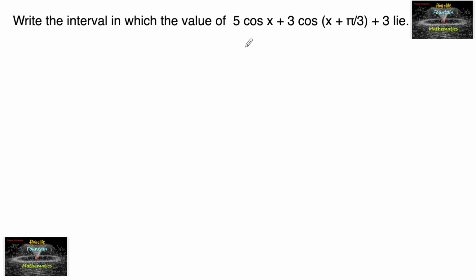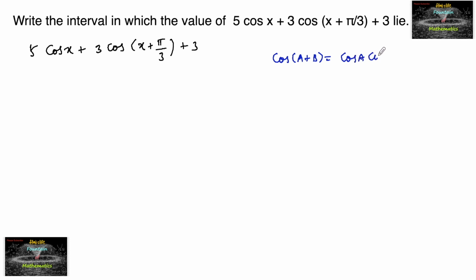Write the interval in which the value of 5 cos x plus 3 cos of (x plus pi by 3) plus 3 lies. So it's given 5 times cos x plus 3 times cos of (x plus pi by 3) plus 3. Since we know cos(a plus b), let us use the cos(a plus b) formula: cos a cos b minus sin a sin b.